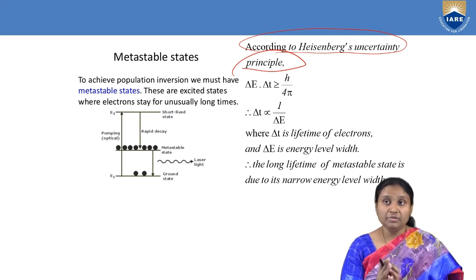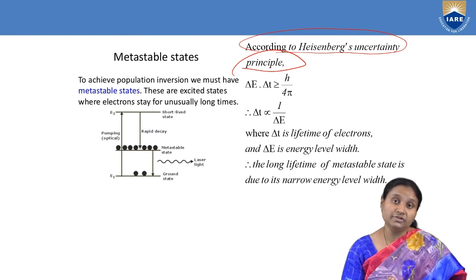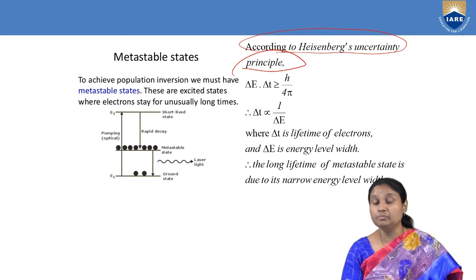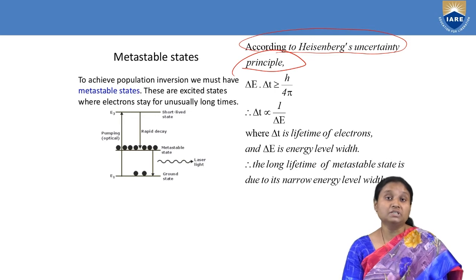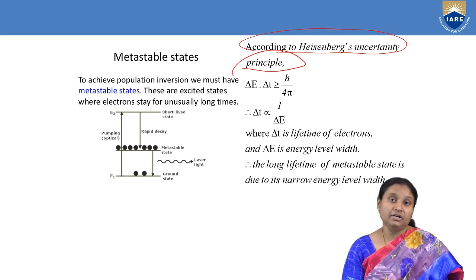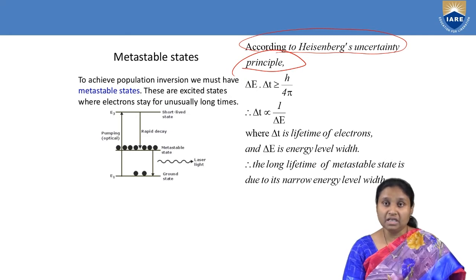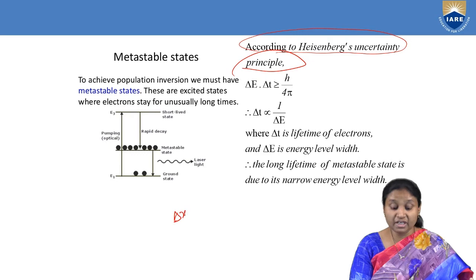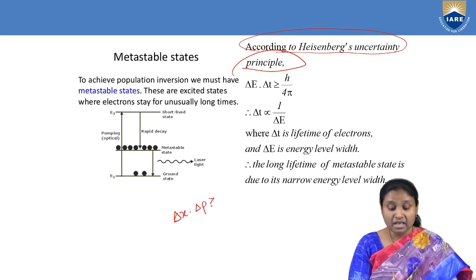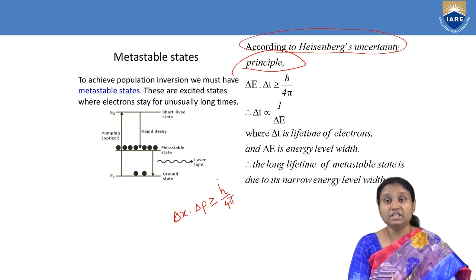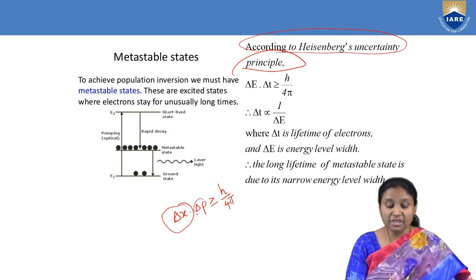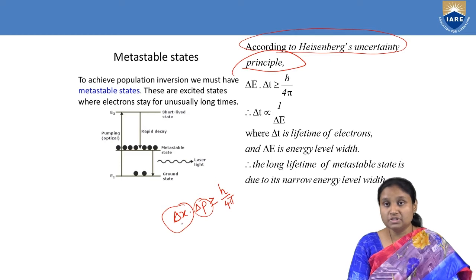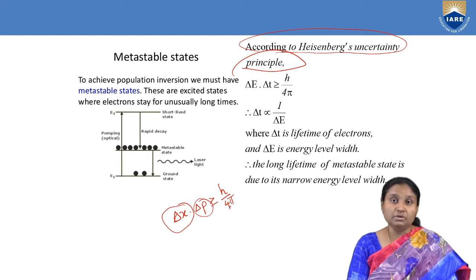Coming to Heisenberg's uncertainty principle, according to its statement, it is impossible to specify precisely and simultaneously the values of both members of particular pairs of variables that describe an atomic system. We have different pairs. We are already familiar with the pair delta x and delta p, whose product has to be greater than or equal to h by 4 pi. Delta x is position and delta p is momentum, so for this pair the value should be greater than or equal to h by 4 pi.